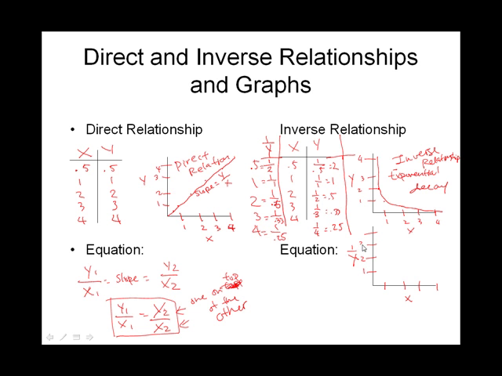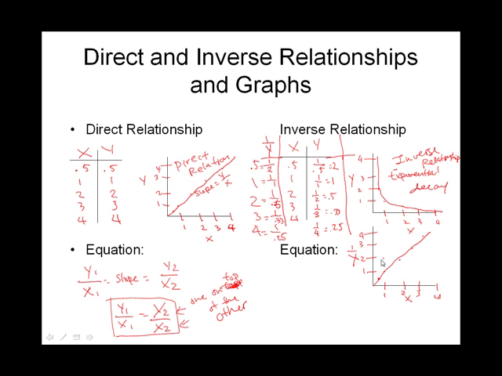Here's my 1, 2, 3, 4, 1, 2, 3, 4, and I have 0.5, 0.5, 1, 1, 2, 2, 3, 3, 4, 4, and now I have a direct relationship once again. So if you were to graph, instead of x versus y in an inverse relationship, x versus 1 over y, you get what looks like a direct relationship.